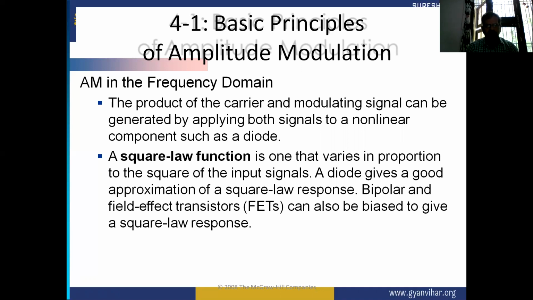A square law function is one that varies in proportion to the square of the input signal. A diode gives a good approximation of a square law response. Bipolar and field effect transistors, BJT and FET, can also be biased to give a square law response. So these are the devices that give the square law response: the FET, BJT and diode.